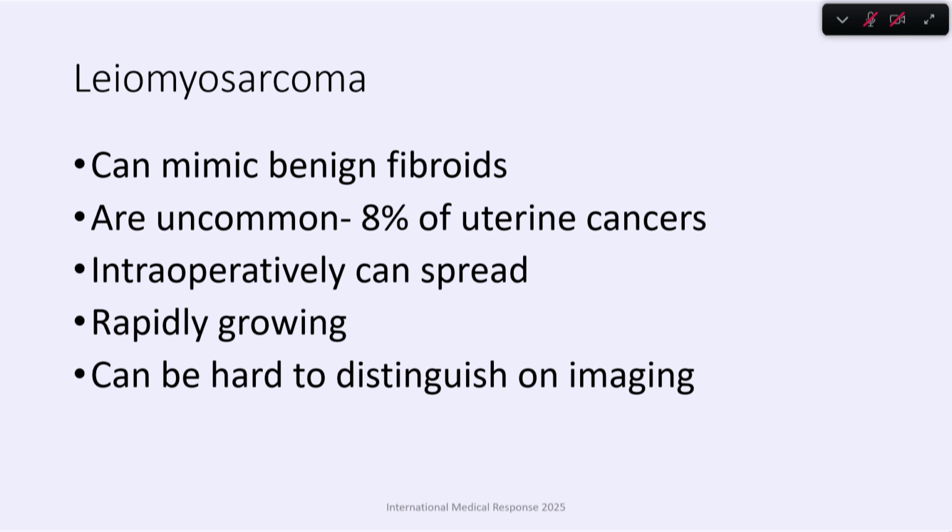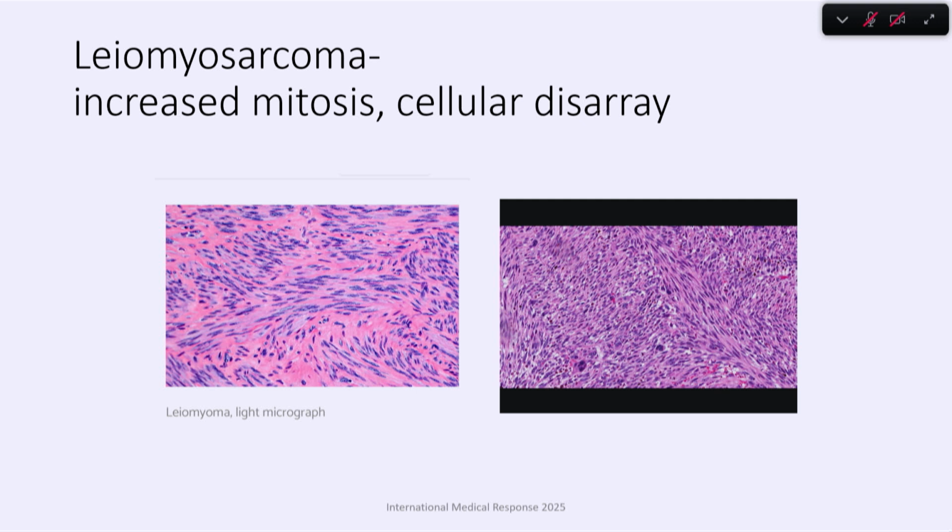They can be rapidly growing, so one of the questions we ask also with somebody who presents with uterine myoma or fibroids is, how fast have you noticed the growth? Has it been all of a sudden something has started to grow and you can palpate it? But again, one of the things is it can be really hard to distinguish on the imaging you get. So I think a high index of suspicion is always good as clinicians. So again, this is a leiomyoma or regular fibroid on the left, and then one that is a leiomyosarcoma towards me, which you can see increased mitosis and cellular disarray.